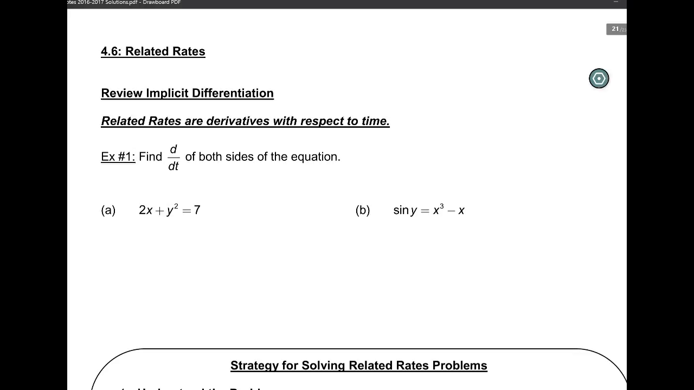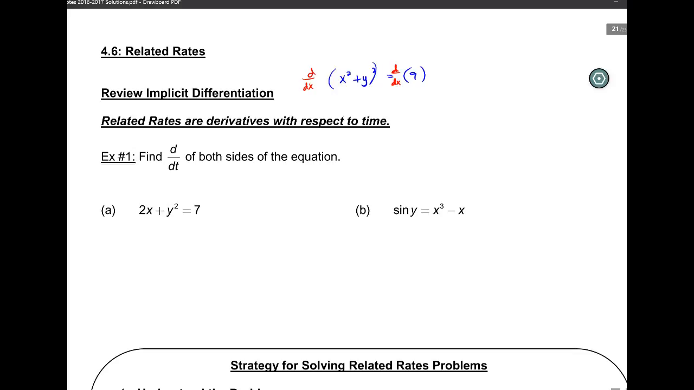So implicit differentiation we did back when we had, let's see, like x squared plus y squared equals 9. And then we said, okay, well, let's take d dx of both sides. And then remember, anytime we encounter something other than x, we have to do the derivative of that with respect to x.